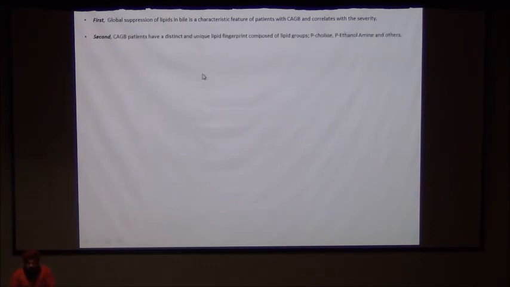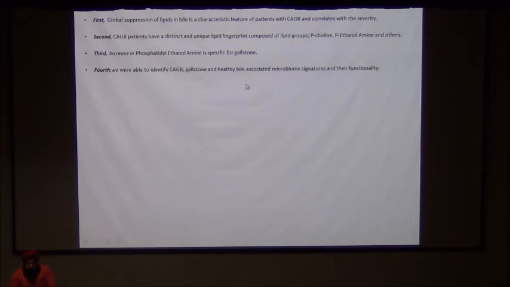So by this what we can say is, first, we found the global suppression of lipid in bile is a characteristic feature of patients with CAGB and it correlates to severity. Second, CAGB patients have a distinct and unique lipid fingerprint composed of lipid groups phosphatidylcholine, phosphatidylethanolamine and others. We found the increase in phosphatidylethanolamine isn't specific for gallstone development. We were able to identify CAGB, gallstone and healthy bile associated microbiome signatures and their functionality. The microbiome diversity in CAGB patients as compared to gallstone and healthy was higher and could be a probable reason for development of cancer in CAGB.